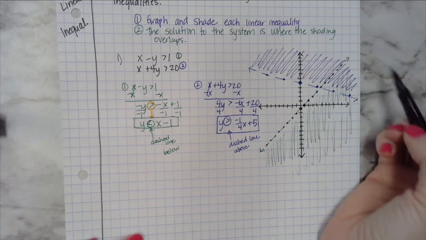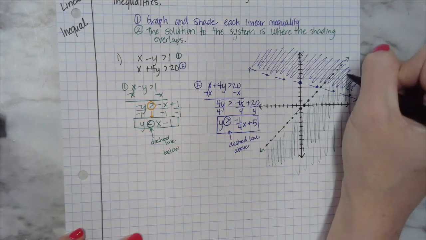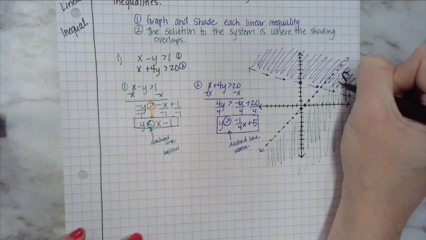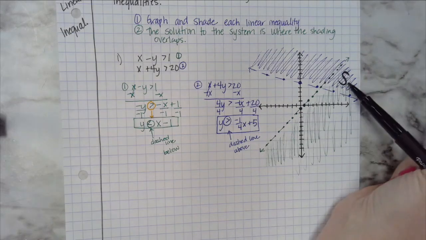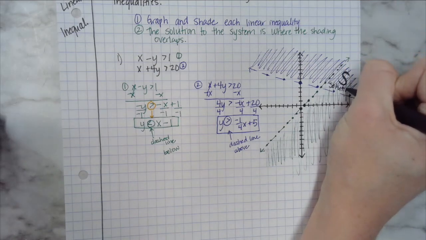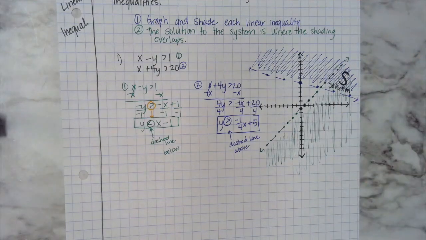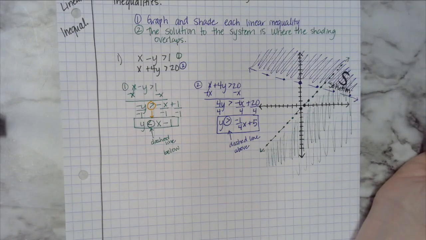So if we take a look, our shading is overlapping over here. We have some green and some blue. I'm going to label this very clearly with an S for solution. This represents our solution region. So when you're doing your practice, that's what I want you to do, is to label it clearly with your S for solution. So this is our solution region. Any ordered pairs that are in this region of our graph that's shaded, this combined shading here, would represent solutions to our system.